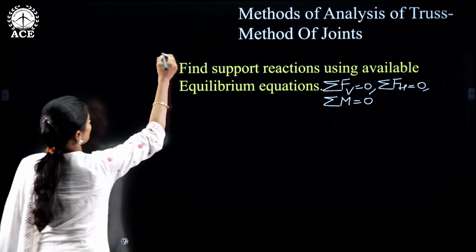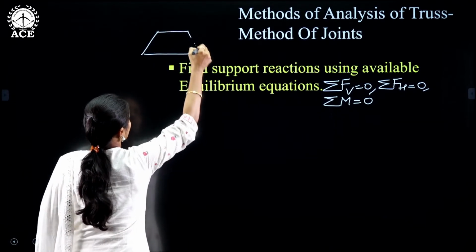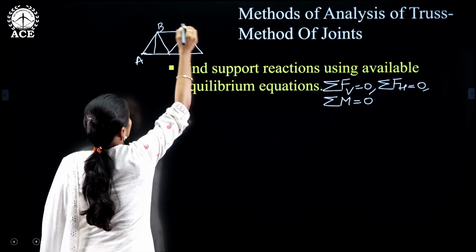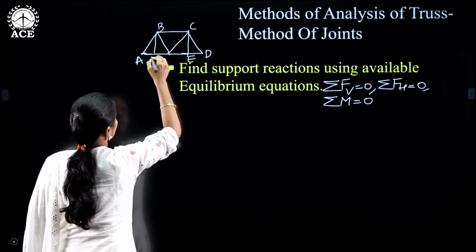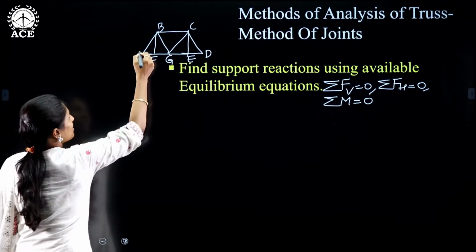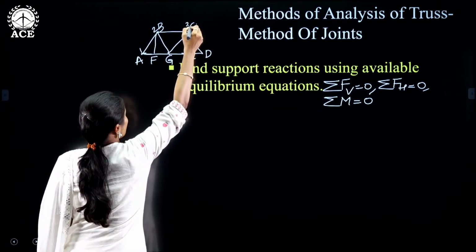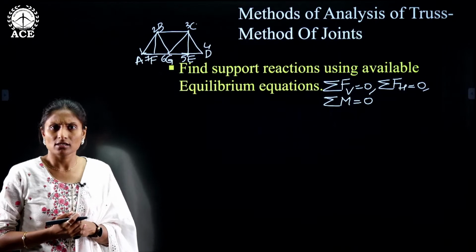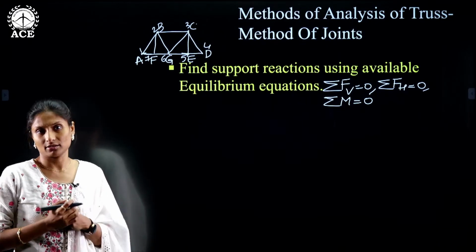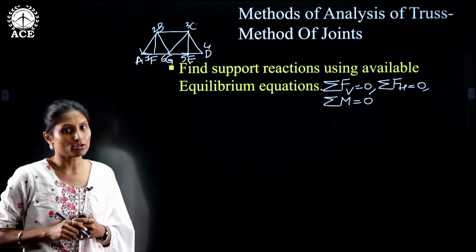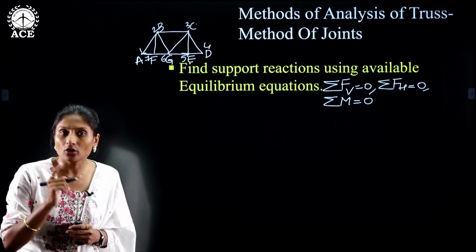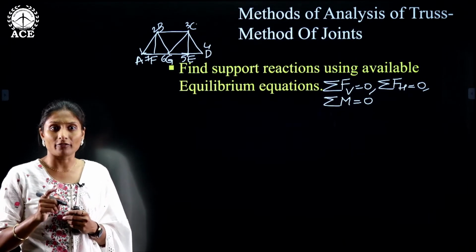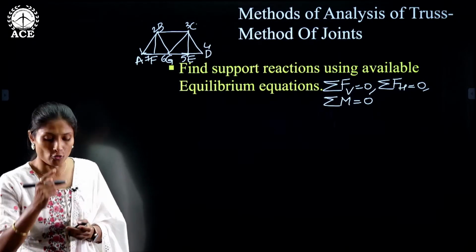Now, if you consider a truss, there are many joints, right? This is one joint, this is second joint, this is third joint, this is fourth joint, fifth joint, sixth joint and seventh joint. There are these many joints. So with which joint will we start our problem? For that I am going to tell you one rule. Whenever you select a joint to start the problem with, you have to select a joint which does not have more than 2 unknown forces.